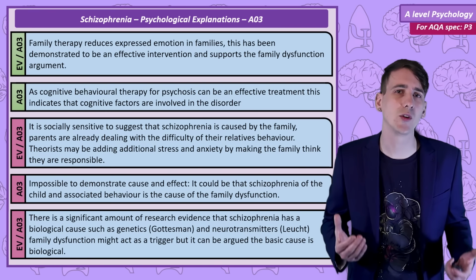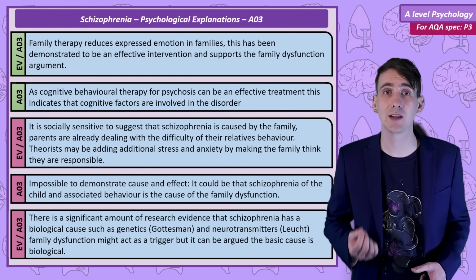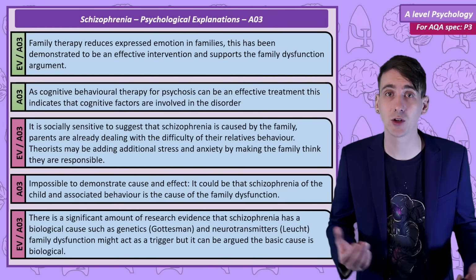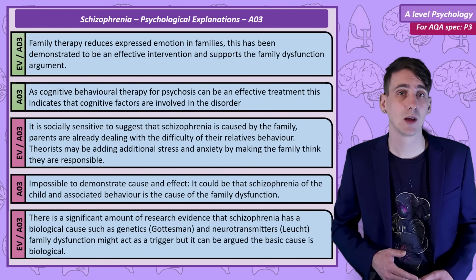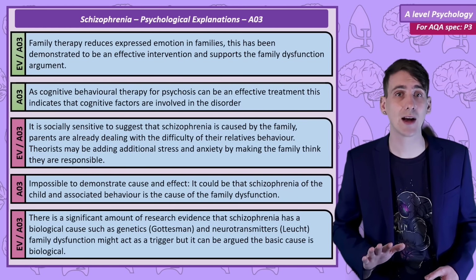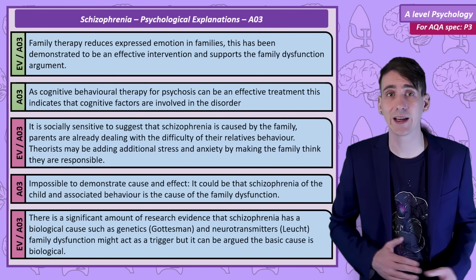We also cannot ignore the significant amount of evidence, such as that provided by Gottesman, that schizophrenia is a genetic disorder, so biologically caused, potentially due to an imbalance of neurotransmitters. We could argue that this is an interaction between biological and psychological causes, but it's likely that schizophrenia isn't an entirely psychological illness.